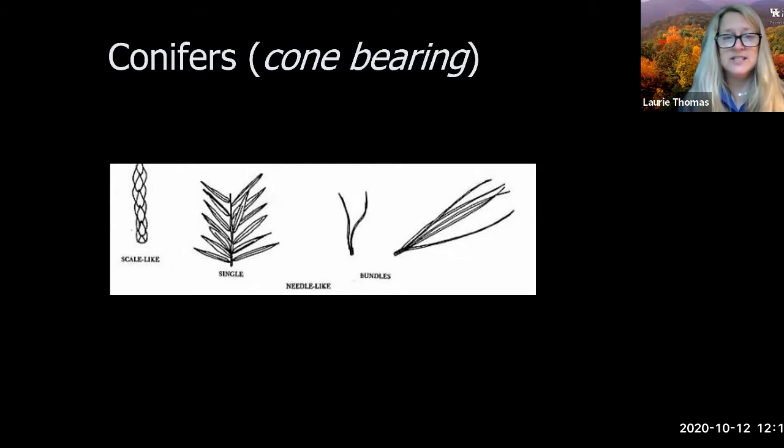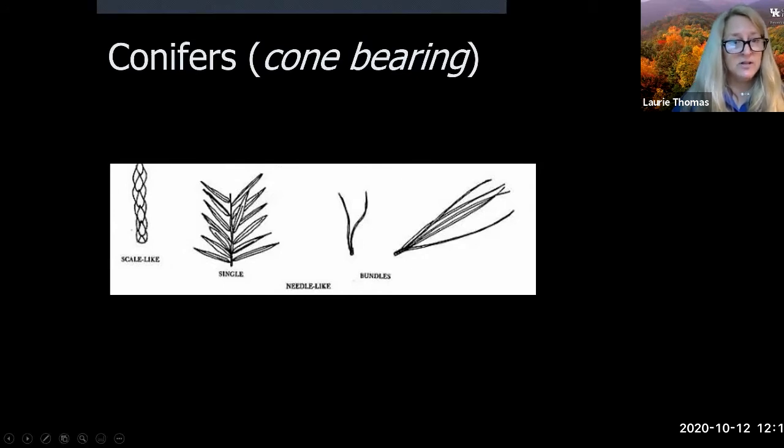We won't go too much into that, but for our conifers, or needle-bearing trees, we've got different kinds of leaves. There are scale-like leaves, which are little overlapping compressed needles, essentially, or we've got single-type needles. So the needles are going to be in singles on that stem all by themselves. And then we've got needles that are in groups.